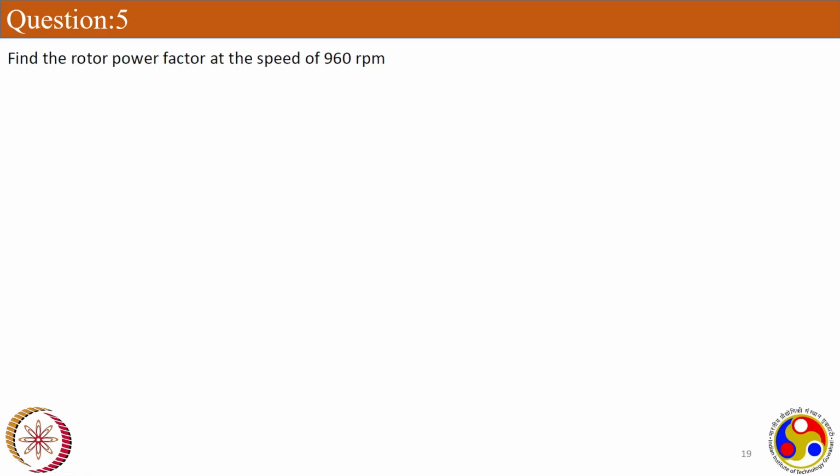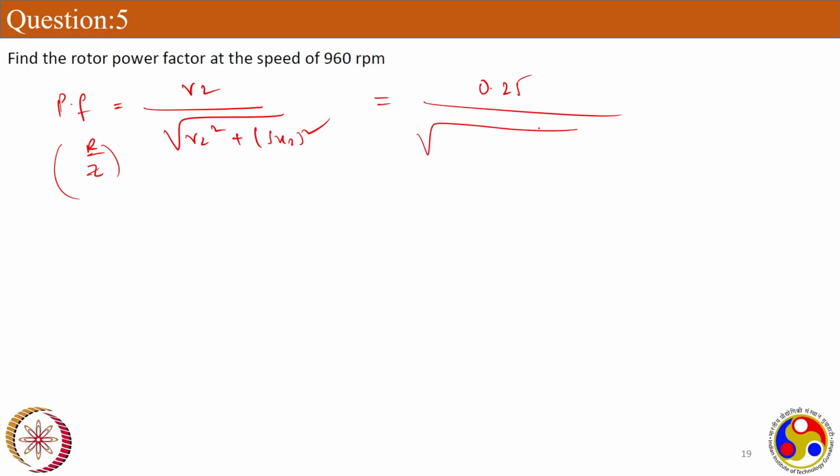Now, same thing. We are asked to calculate the rotor power factor at a speed of 960 rpm. So, the power factor formula, which we saw in the previous question, is R2 divided by the square root of R2 square plus SX2 square. This is R by Z, if you remember. Now, there is some slip. So, R2 is 0.25 divided by the square root of 0.25 square plus 0.04 multiplied by 1, square. So you get a power factor of 0.987.